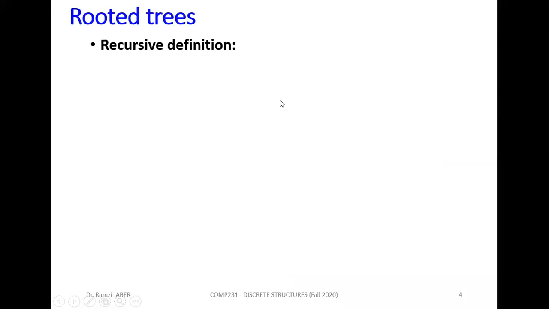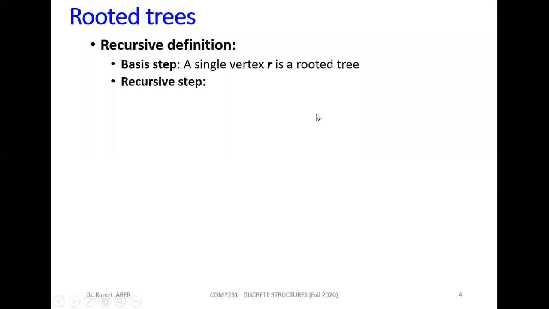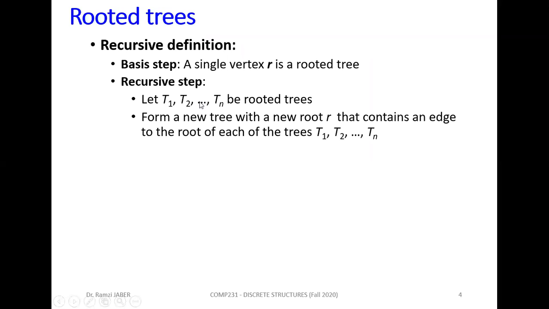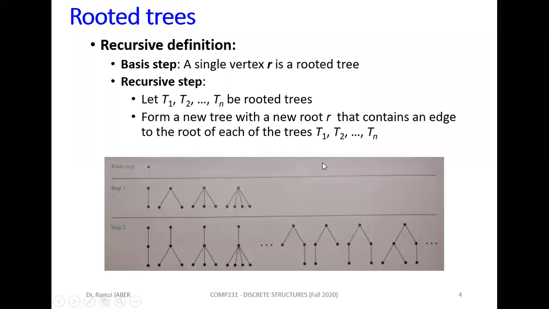Recursive definition. Basis step: a single vertex R is a rooted tree. Recursive step: let T1, T2 till Tn be rooted trees. So the algorithm here: form a new tree with a new root R that contains an edge to the root of each tree, T1 till Tn. Like here, the same. Okay. This is called a rooted tree.